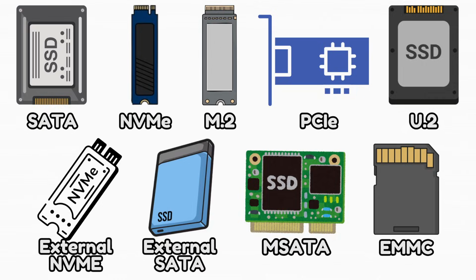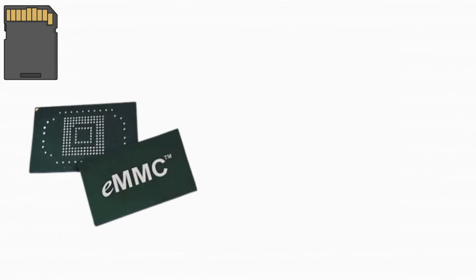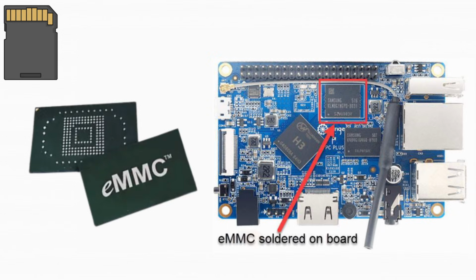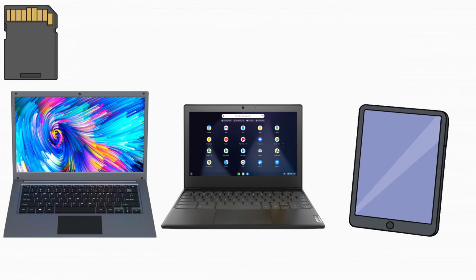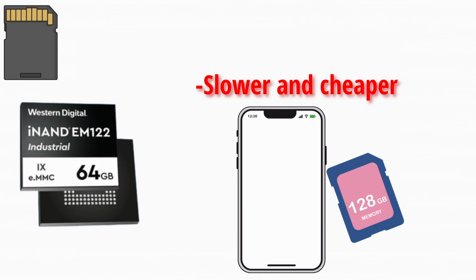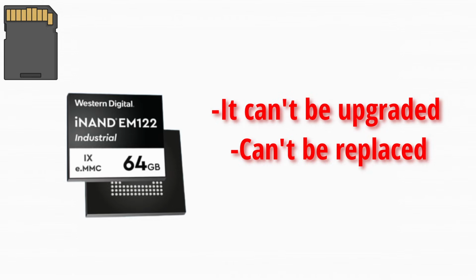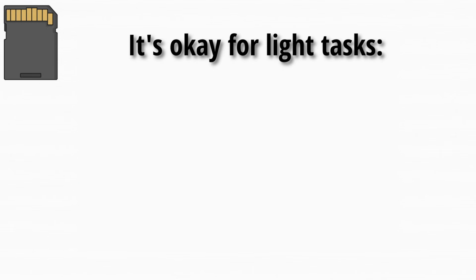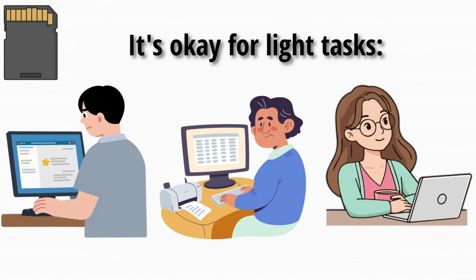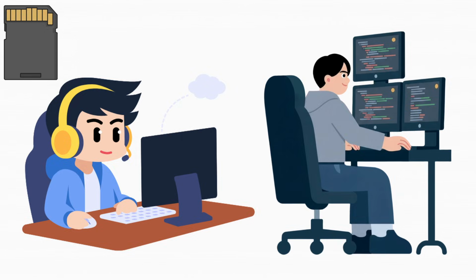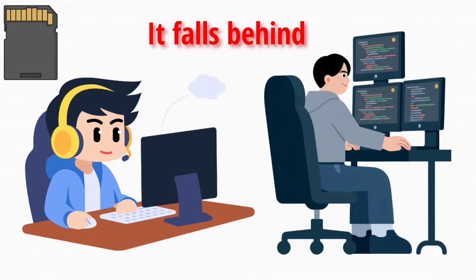And now at last, the eMMC. eMMC isn't really a traditional SSD. It's storage soldered directly to the motherboard, usually in budget laptops, Chromebooks, and tablets. It's slower and cheaper, similar to the storage inside smartphones. It can't be upgraded, can't be replaced, and usually has a limited lifespan because it's soldered. When it fills up, that's it. eMMC is fine for light tasks like browsing, documents, or schoolwork. But for gaming or heavy programs, it falls behind even the slowest SATA SSDs.